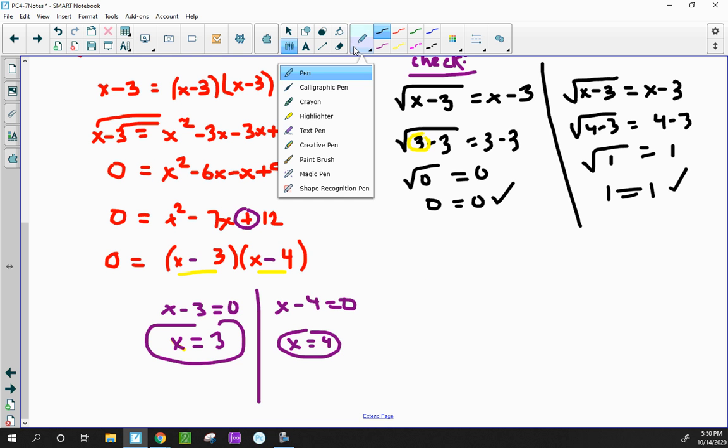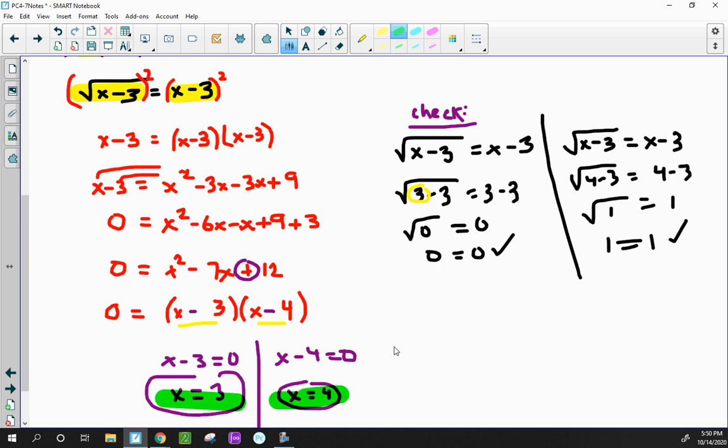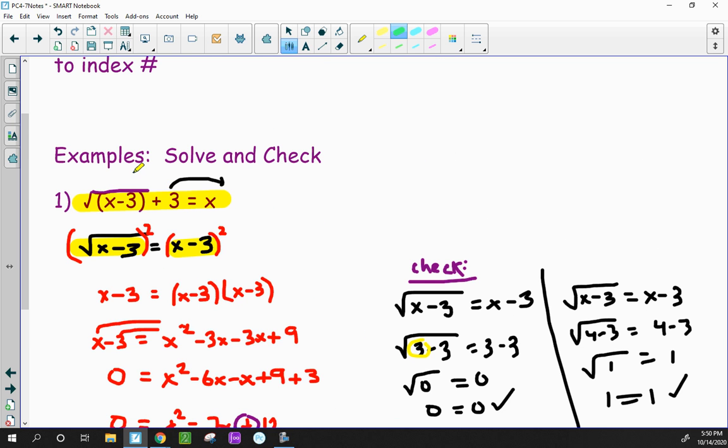And so that basically shows that the 2 solutions I got for the first problem were acceptable. They both did work. So 3 and 4 are the answers to this problem.